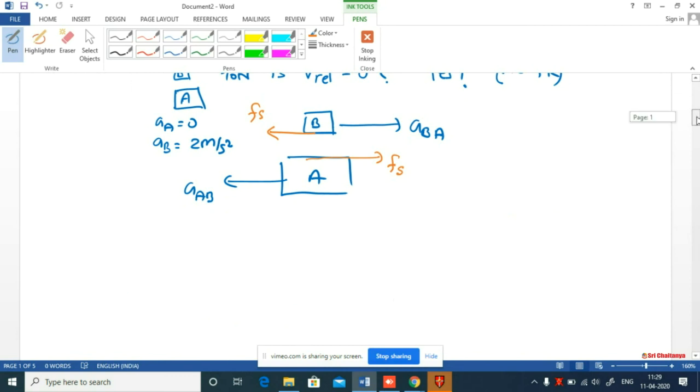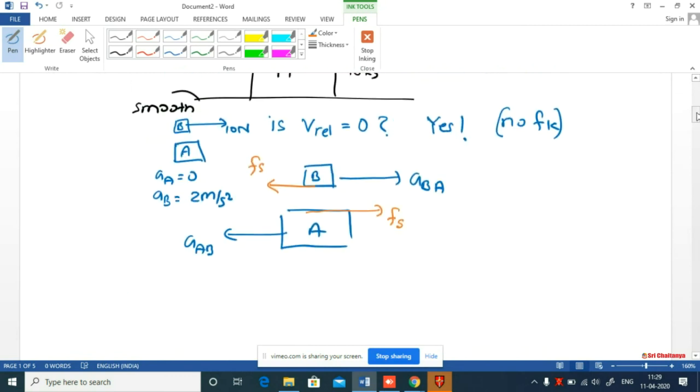So now if I just draw the FBD again, the new FBD for B and A, taking all the forces into account. For B there was a forward force of 10 Newton and there is a static friction acting backward. For A there is static friction acting in the forward direction. And there is no relative acceleration between A and B. It means that both of them will have the same acceleration. Let us say the acceleration is a. So for both A and B, acceleration is a.